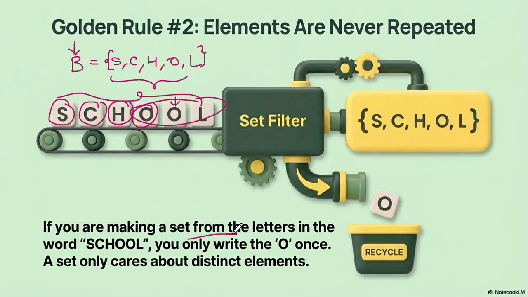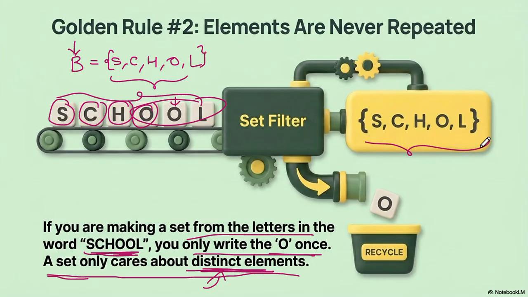So we are not repeating the elements from the word. If you're making a set from the letters in the word school, whatever letters are given, we have to use those only to make the set. Here O is coming twice, but when we write the set, we have to write down O only once. So a set only cares about the distinct elements. We don't have to repeat. These distinct elements are important. Whenever you are forming a set, the elements must be distinct, not repeated.